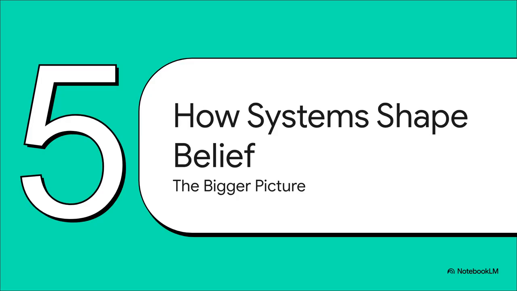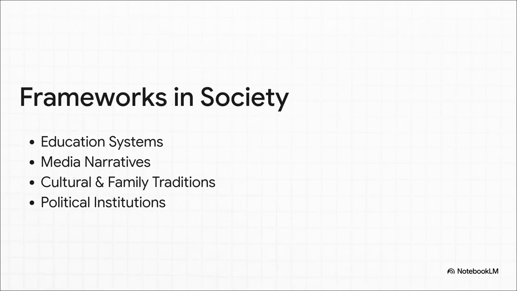All right, so for our last section, let's zoom out a bit and see how this all connects to the bigger picture. Because these ways of explaining the world, they don't just exist in a vacuum. They're actually reinforced and passed on through huge societal structures. We're talking about our education systems, the narratives we see in the media, our family and cultural traditions, even our political institutions. All of these things help make one framework feel normal, and the other feel, well, not so normal.